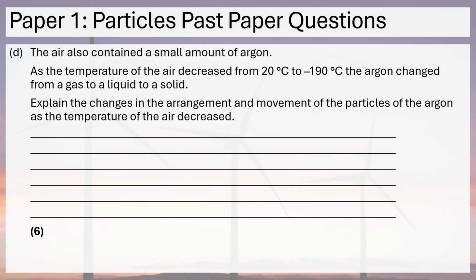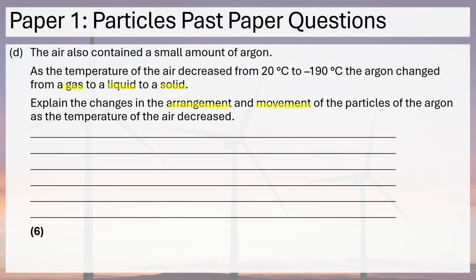Part D, the air also contains a small amount of argon, and as the temperature decreases from 20 to minus 190, the argon changes from a gas to a liquid to a solid. Explain the changes in the arrangement and the movement of the particles. So this is very similar to a previous question.